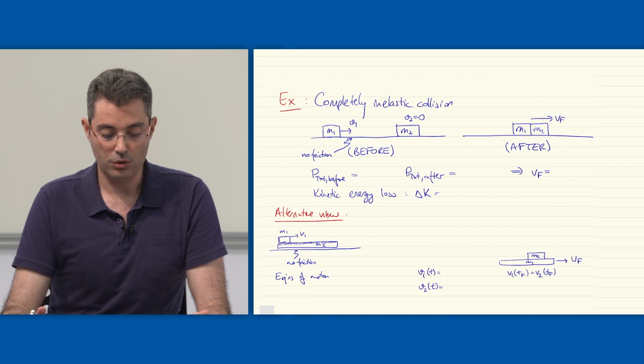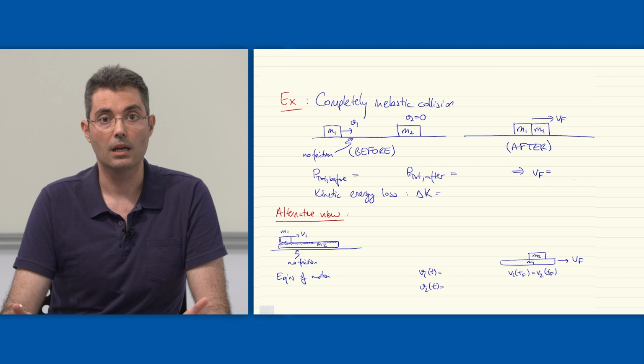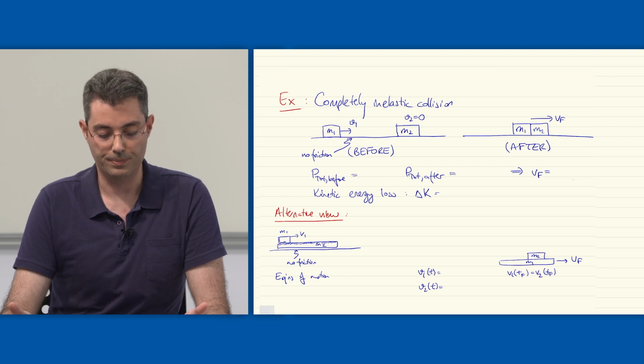So let us move on to an example of a collision now. We will classify collisions into two categories. In one type of collision, which we will call a completely inelastic collision, the colliding objects stick together and move together after the collision.